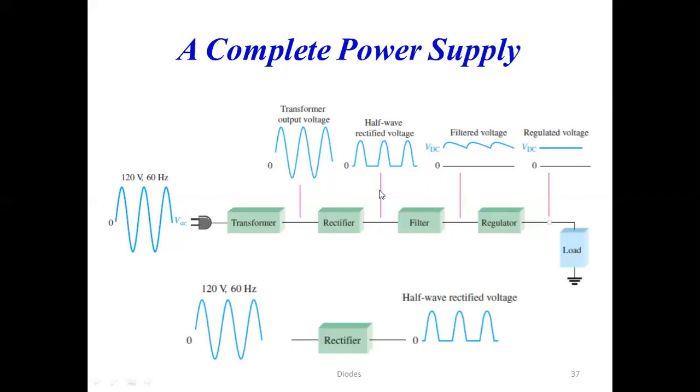Then the output of this is given to the filter. Just see the output of the filter. Instead of this, you are getting a filtered output. Then this filter output is given to the regulator, and the output of the regulator is given to any particular load or to a particular product. So basically, this power supply is used to convert an AC signal into our required DC regulated voltage. Now let us study first of all this rectifier block, and then we will go for the transformer.